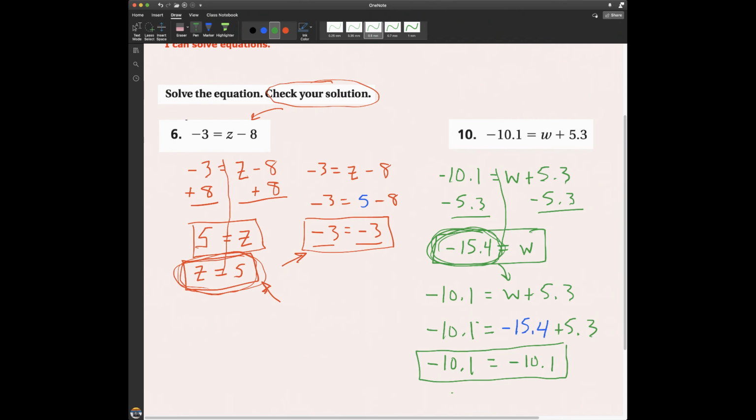All right, so that's what we're doing in these problems. We're going to get a lot of practice solving equations, and you're going to see that in every chapter after chapter 3, we're going to have to solve equations. So we're going to become really good at it this year.